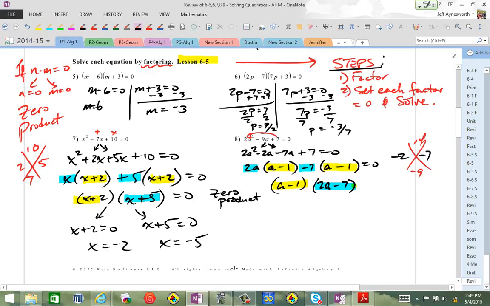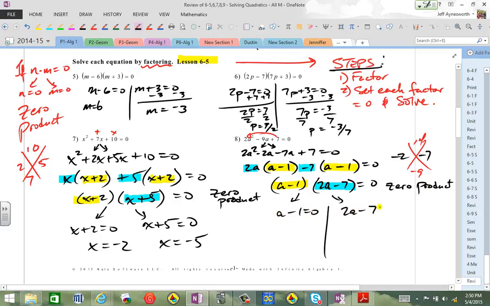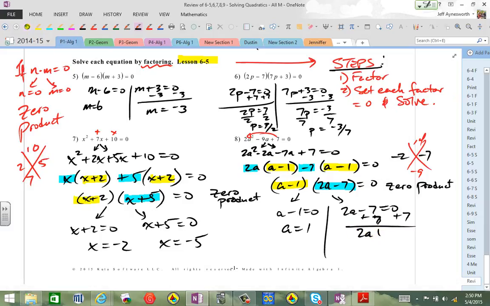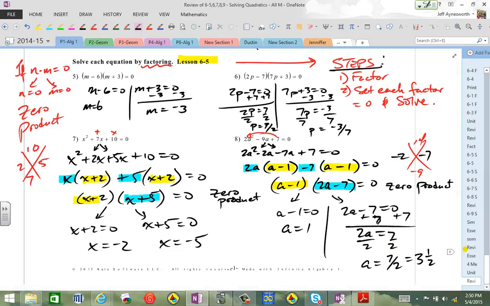Okay, now this is called a zero product. So you set each one equal to 0, right? So you have a minus 1 could be 0, or 2a minus 7 could be 0. Here a has to be 1 because 1 minus 1 is 0. Here, add 7, and you get 2a equals 7. Divided by 2, you get a equals 7 halves, or you can say 3 and 1 half. Okay? And that's all there is to do on the factoring lesson.